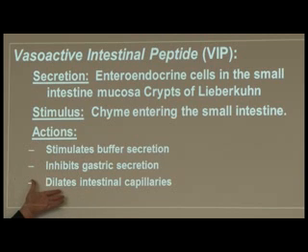And then it dilates intestinal capillaries. And then that's a real critical role that we're going to end this lecture with. And that's the idea that as this product, chyme, is moving through our small intestine, we're going to go through the process of digesting macromolecules into the building blocks that we need for our body to make new resources.